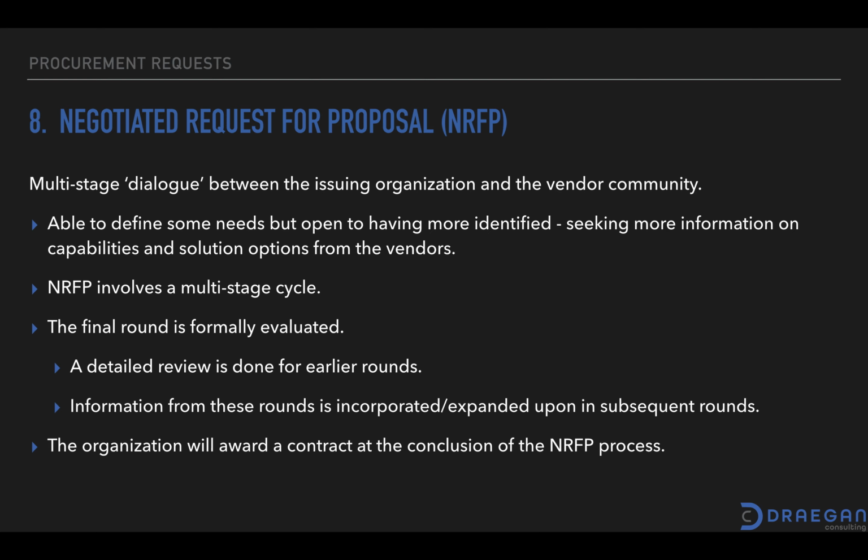There are at least 2 rounds, sometimes 3 or 4, where an NRFP is issued, responses come in, those responses are reviewed in detail, and then information is taken from those responses and gathered by the vendors, and they inform each other's components. Then a subsequent NRFP with more details and more parameters or more clarification is actually released.